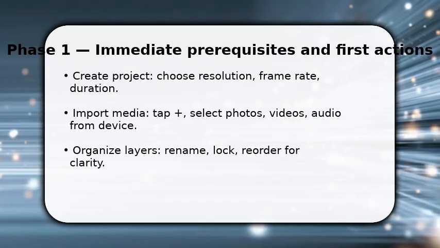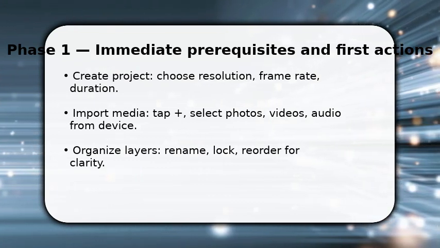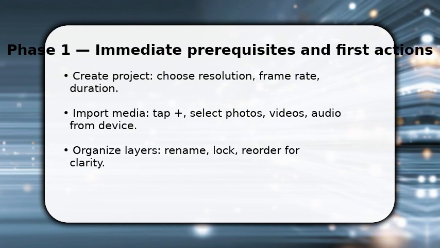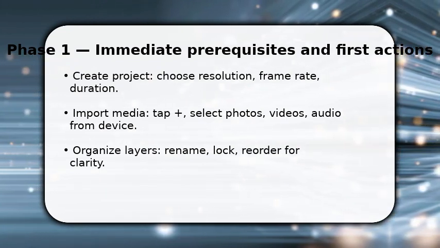You start by creating a new project and selecting resolution and frame rate. Pick settings that match your export goal. Once done, import your media with the plus button, browse photos, videos, and audio directly.